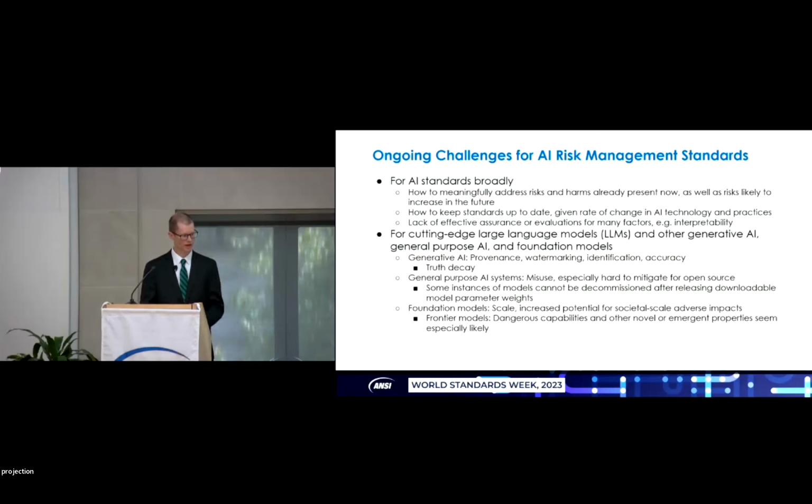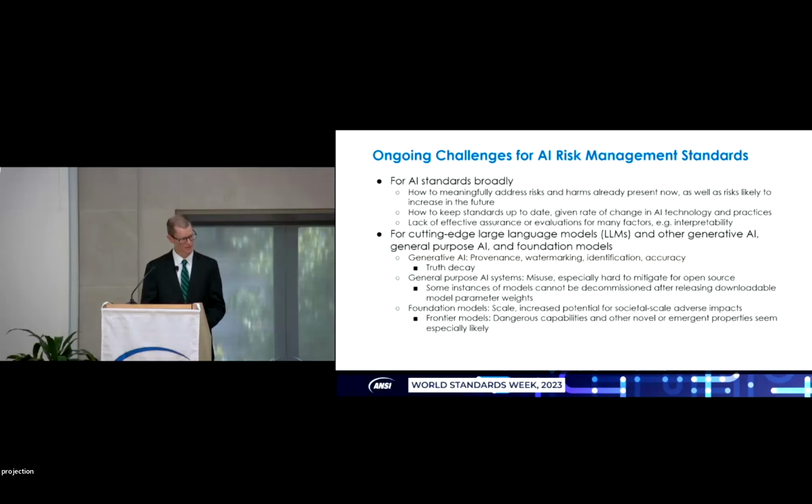So generative AI, part of the issues that we tend to face there are potential for misinformation or disinformation from synthetic data being mistakenly either regarded as accurate or simply being regarded as truth.